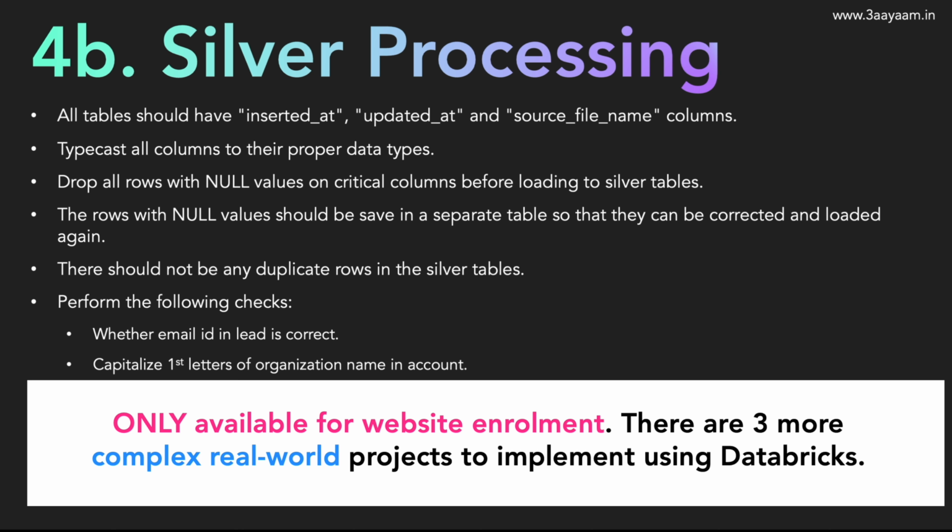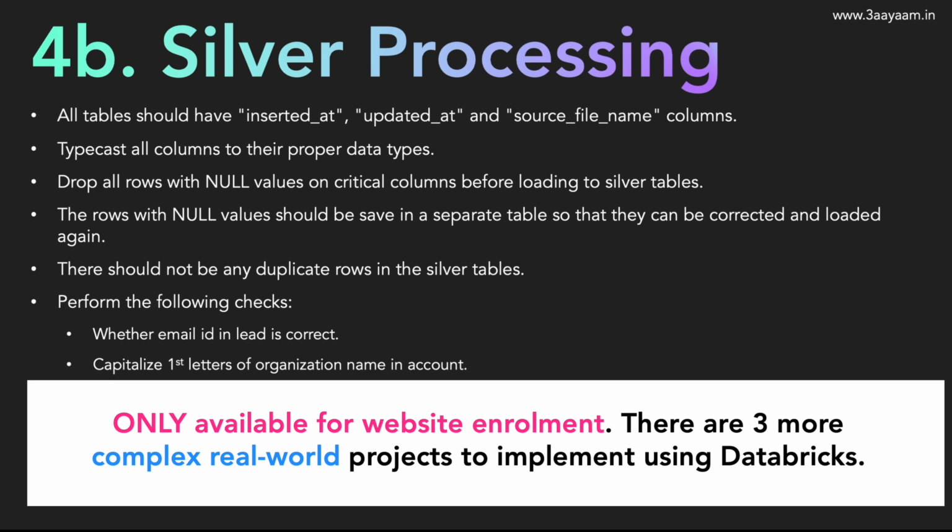All the tables should have inserted at, updated at, source file name columns. So the number of columns for data tracking have been reduced. In bronze layer, the number of columns were higher, but in silver layer, you'll have only inserted at, updated at, and source file name. You'll have to typecast all the columns to their proper data types. You'll have to drop all rows with null values on critical columns before loading to the silver tables. Do not drop it after the loading, you'll have to drop it before the loading.